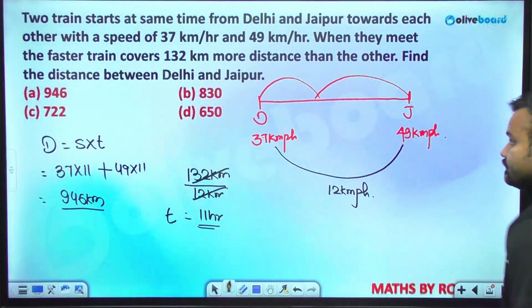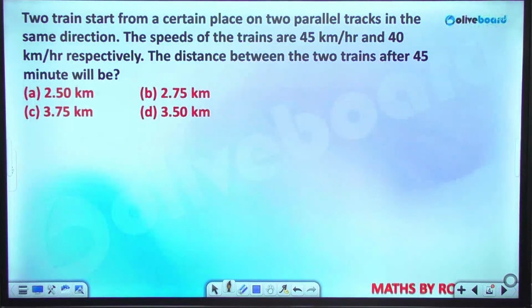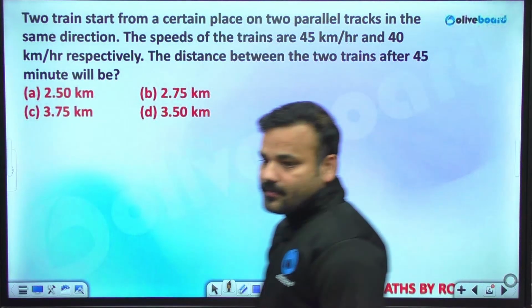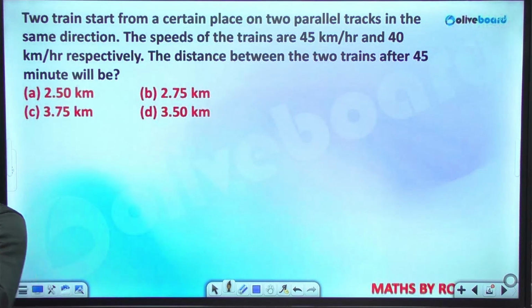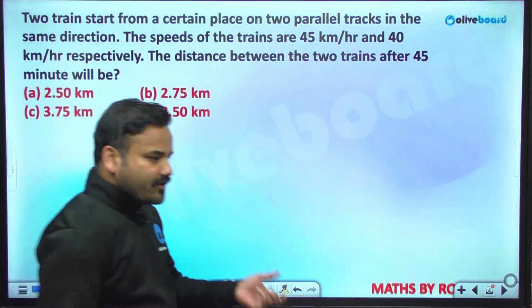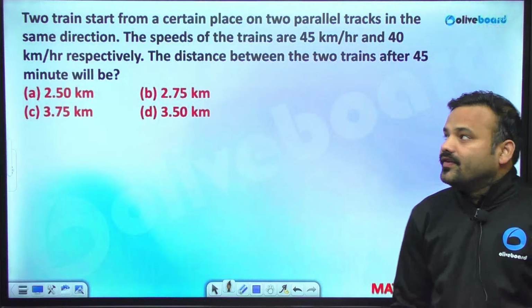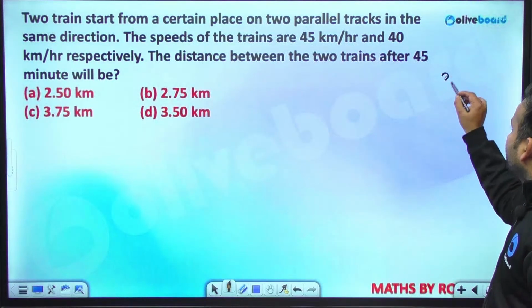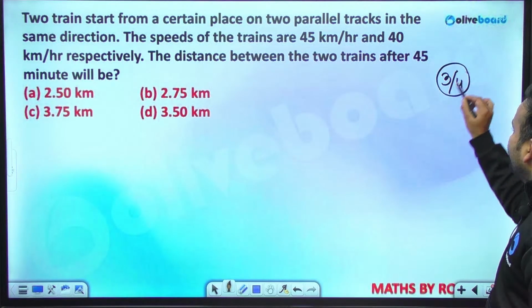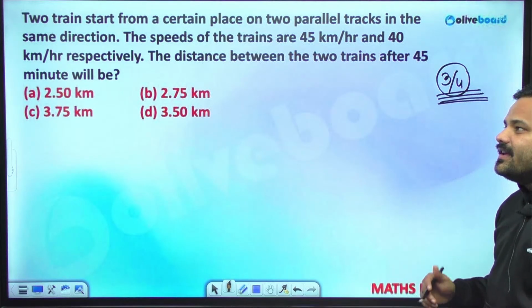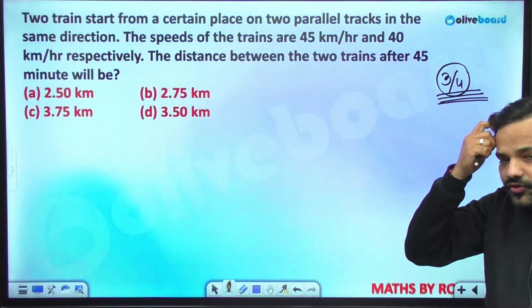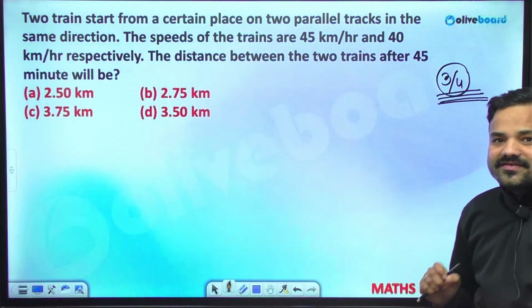Fine. So the second question. This is just the first lecture. So we'll have 3 to 4 very important and reasonable questions in this entire session. Other than that, we'll be gradually increasing our level. So 2 lectures of time and distance will be there.